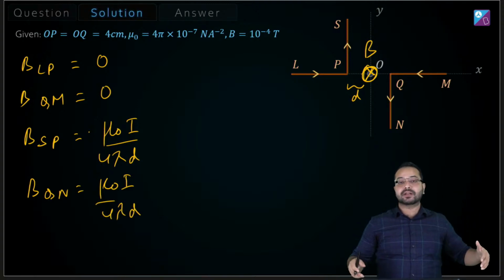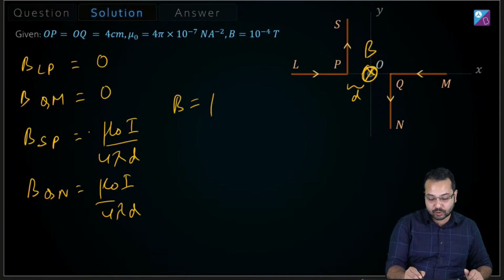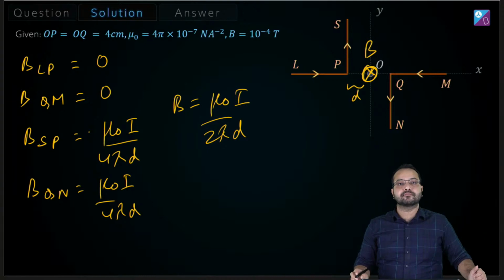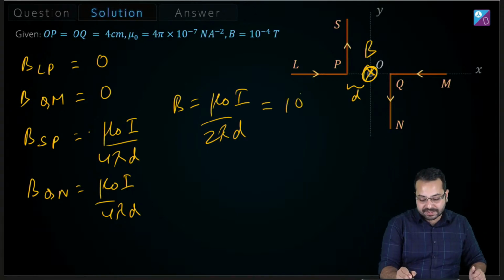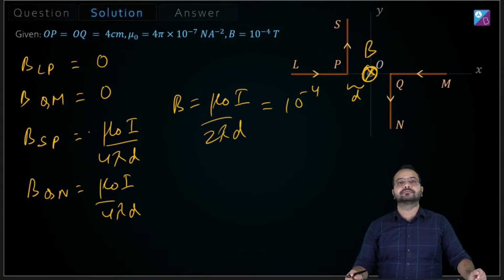And since both of them are in the same direction, the net magnetic field is going to become mu naught I upon 2 pi d. Correct? Okay, and it is given to us as 10 to the power minus 4 Tesla.